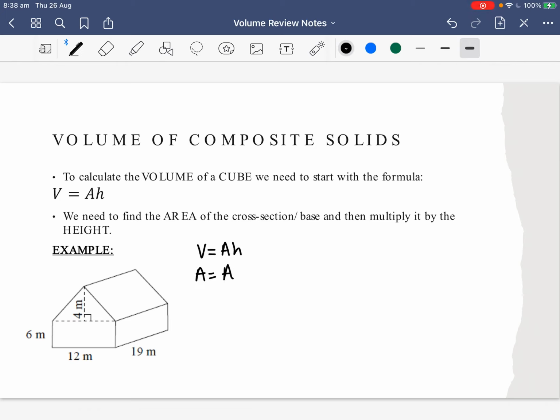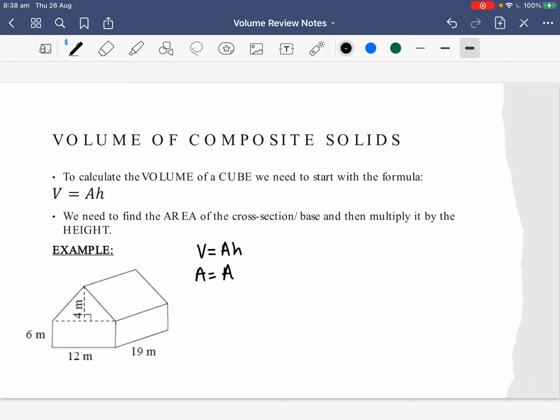So area 1 is a triangle. So the triangle formula is a half BH. So area 1 will equal a half times, now the base of our triangle is this length here, which is the same as this length here, which is 12. So it's a half times 12 times our height of our triangle we have been given, which is 4. So area 1 equals a half times 12 times 4, which is 24.